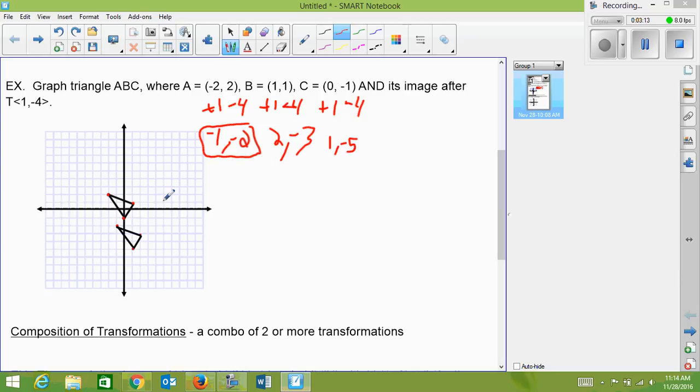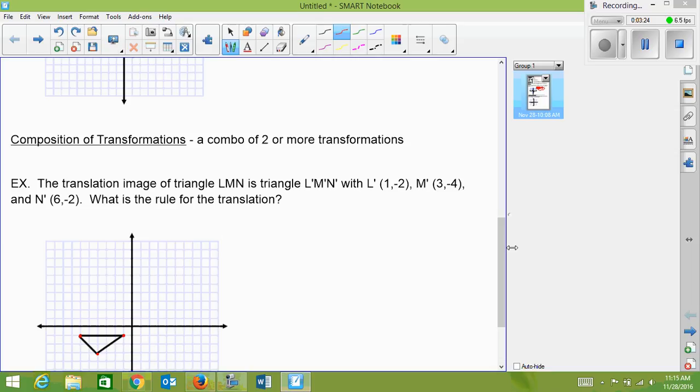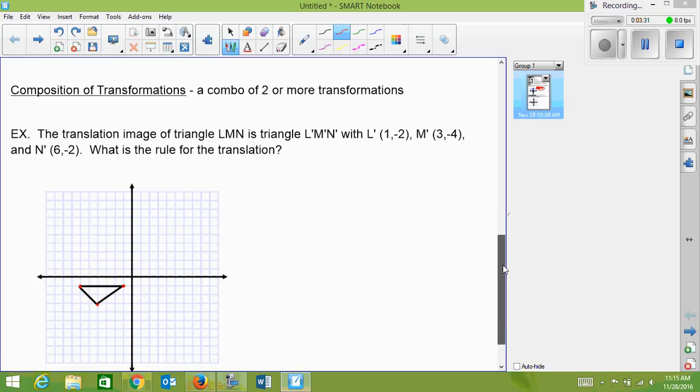You can do it very simply just by graphing and then translating it, or you can actually deal with the points and get new points like I did here. Composition of transformations is a combination of two or more transformations. And here I have one more example for you.